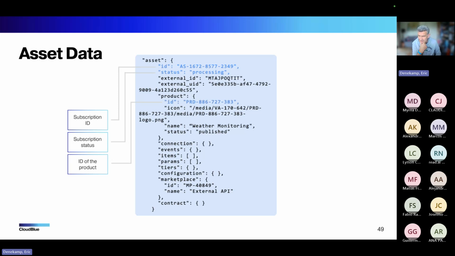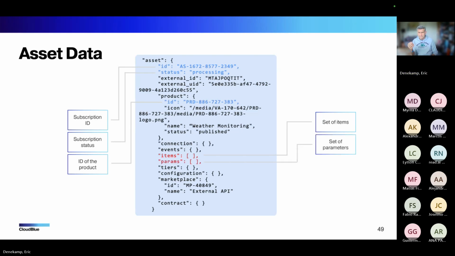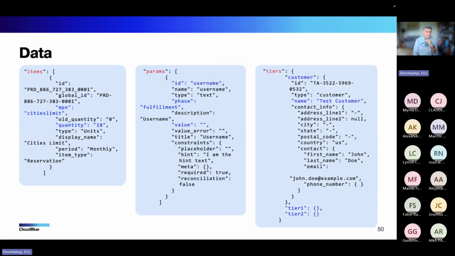The product ID is important. And then we have that set of items again. I already mentioned it there, and we've got the set of parameters. And last but not least, it is the tiers of information: customer, reseller along the way, another reseller along the way, the distributor itself, etc. So these last red 3 items reflect something like this.